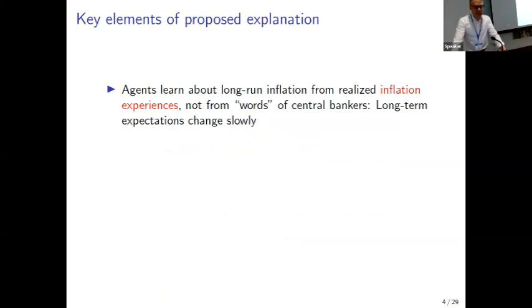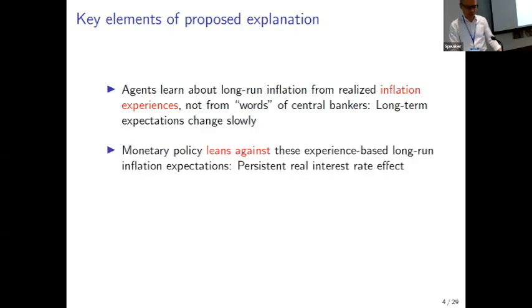There's going to be a setting where agents basically try to figure out long-term inflation, the inflation in the long run. They're going to learn about long-run inflation from realized inflation experiences, and they're not going to listen to the words of central bankers. So basically, expectations are tied to historical experiences that people have, and the consequence of this will be that long-term expectations change slowly as a function of these experiences that people accumulate.